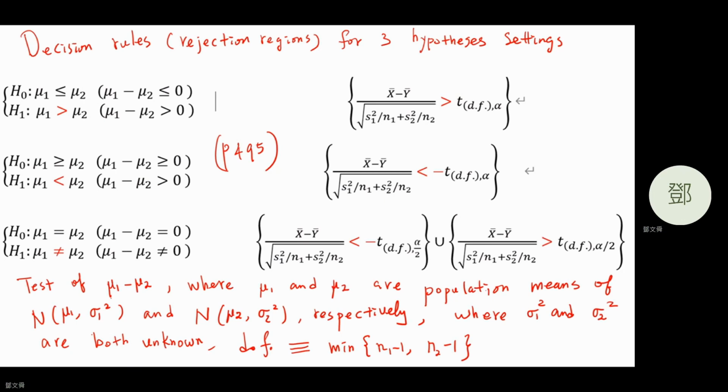It is very similar to the one population case, right? Very similar to the one population situation. If you cover this, it is almost the same as what you saw in the one population situation, right?